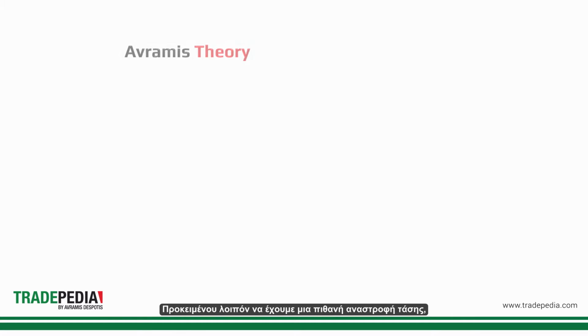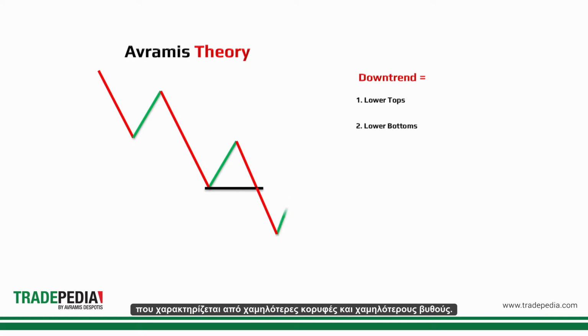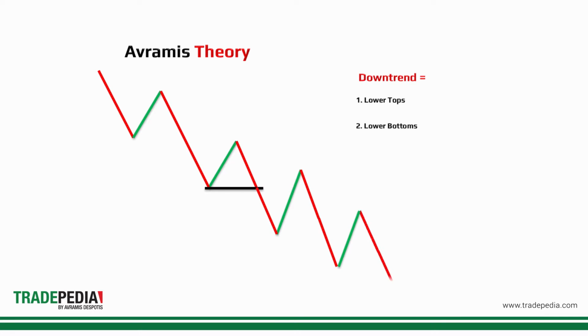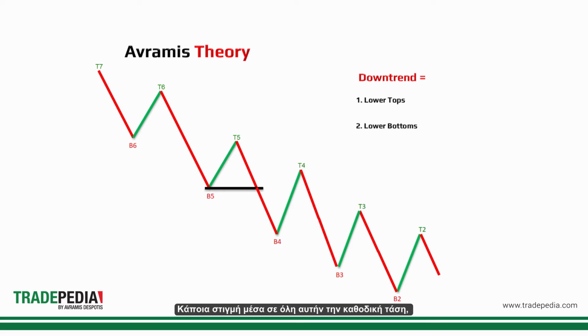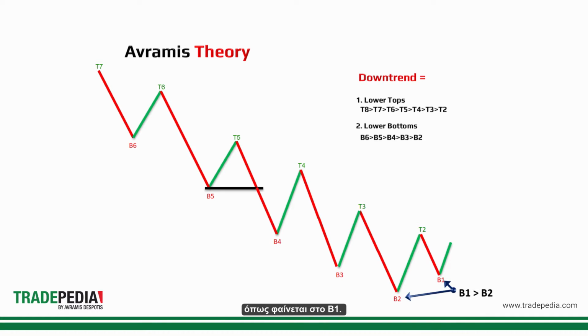Now, in order to have a possible trend reversal to go long, it entails that we have a confirmed downtrend in the market, characterized by lower tops and lower bottoms. Then, at one point in this downtrend, the market will fail to continue to a new low by confirming a bottom higher than the level of the previous bottom, outlined at B1.